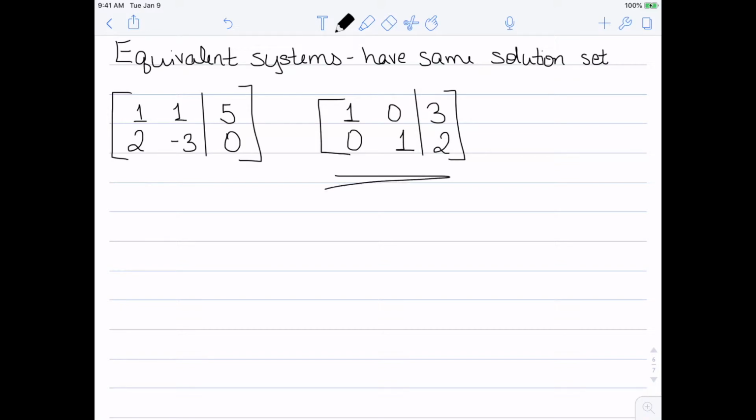And we can see on the right, this one's much easier to figure out what the solution is. 1x plus 0y equal to 3, so x is 3. 0x plus 1y equal to 2, so y is 2. So our ultimate goal is to find an equivalent system that looks like this one on the right, since it's easier to pull out the solution for it.